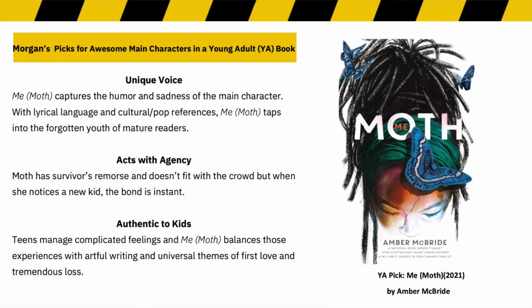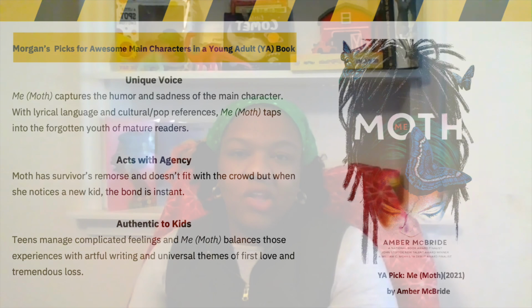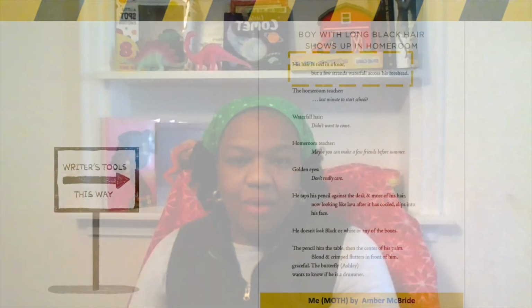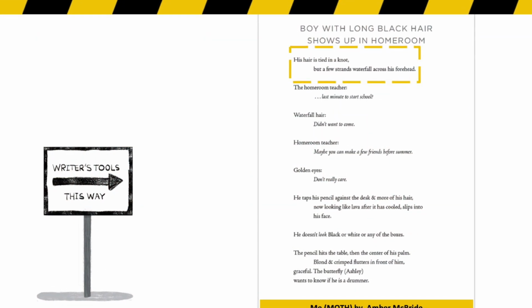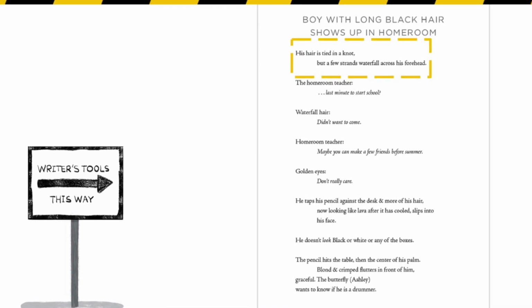For the last tool, authentic to kids, Moth shares a feeling of being alone, yet falling in love at first sight. Quote, "His hair is tied in a knot, but a few strands waterfall across his forehead." Only someone that is intrigued by a person would describe them with that level of detail. I think we all remember our first love or someone that caught our eye at an early age. These emotions can be very intense for younger audiences, which makes the text very authentic to the reader.